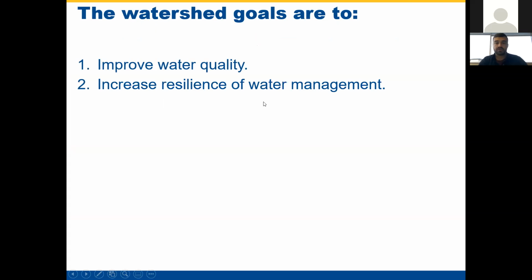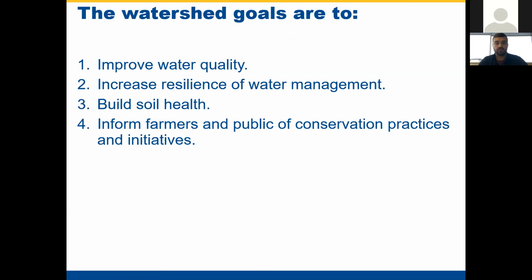Number 2, we want to increase resilience of water management. Number 3, we want to build soil health, which is that base, that framework to soil and water conservation. And 4, we want to inform farmers and public of conservation practices and initiatives. That 4th bullet really focuses on that education gap as well as that funding potential, letting those farmers know what is out there to help them get their feet wet, per se, or get that ball rolling.